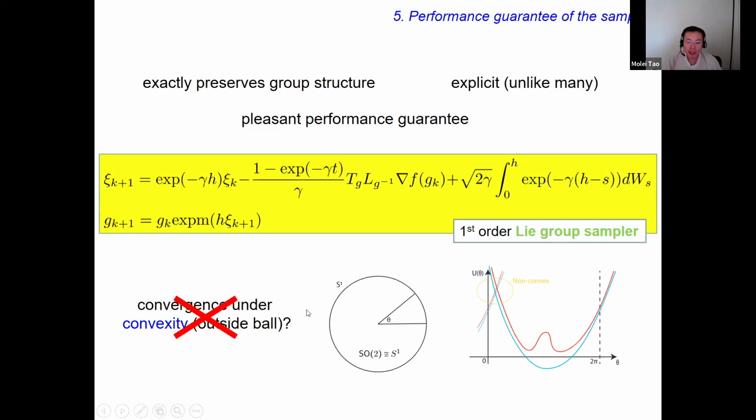Let's think about an easy case of just the easiest Lie group, SO2, which is basically a sphere. So what is a convex function? The convex function has to live on this manifold. A convex function also has to grow as you go to the right or as you go to the left.